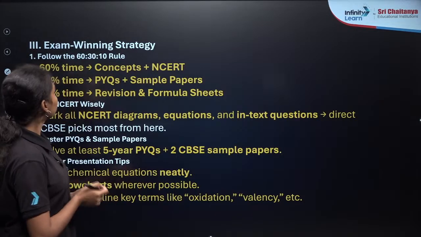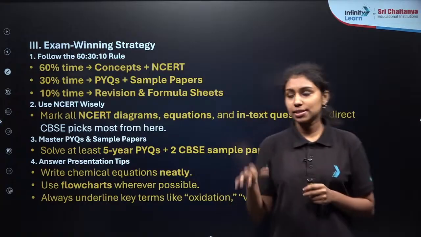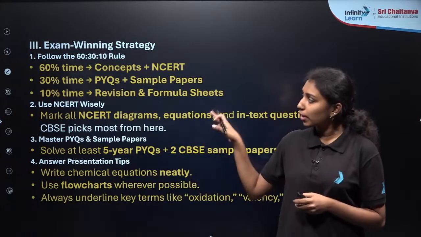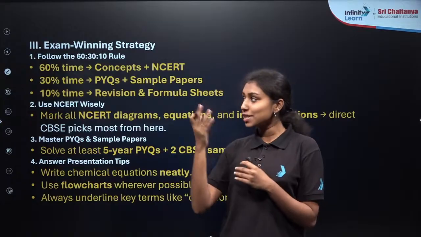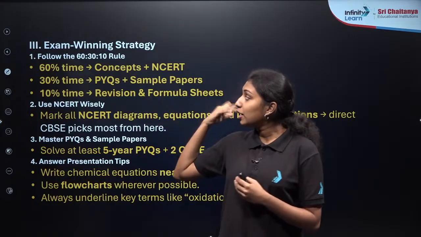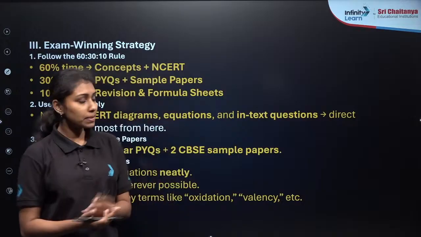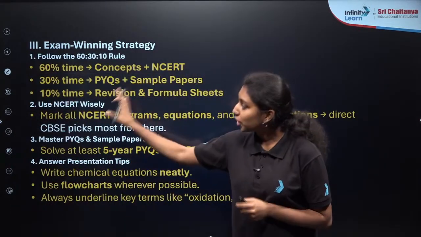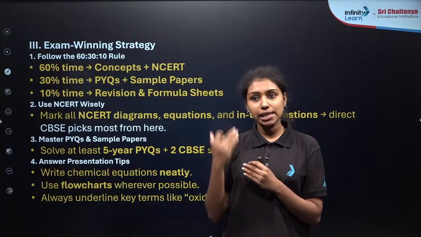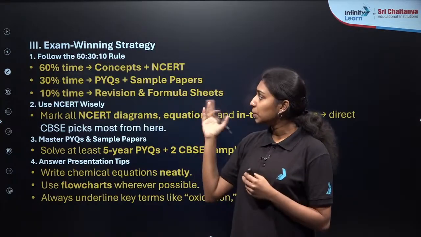Now here is the examining strategy. You can make this a rule for your life: the 60 is to 30 is to 10 rule, which means that 60% of your time you can use to revise the concepts plus NCERT, right? We have already studied the complete concepts. Then use the NCERT and revise the topics from there. About 60% of your time you can use for concept building and NCERT revision.